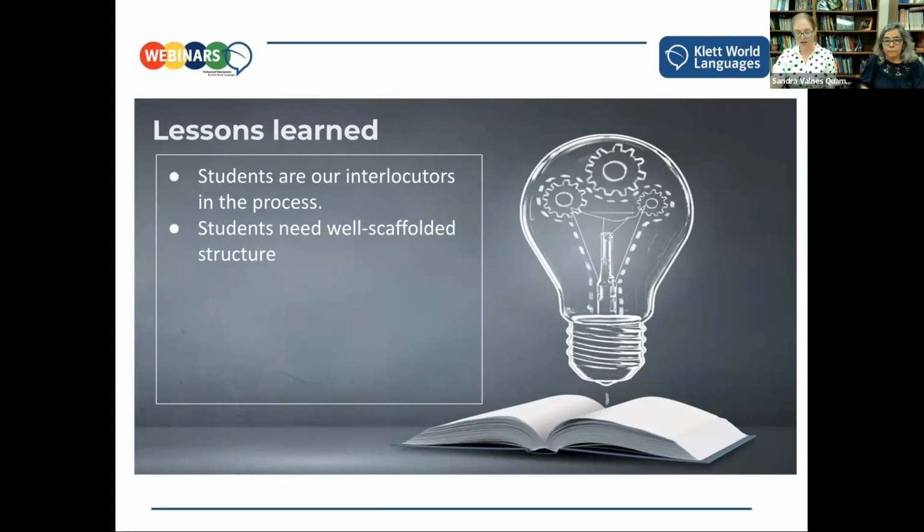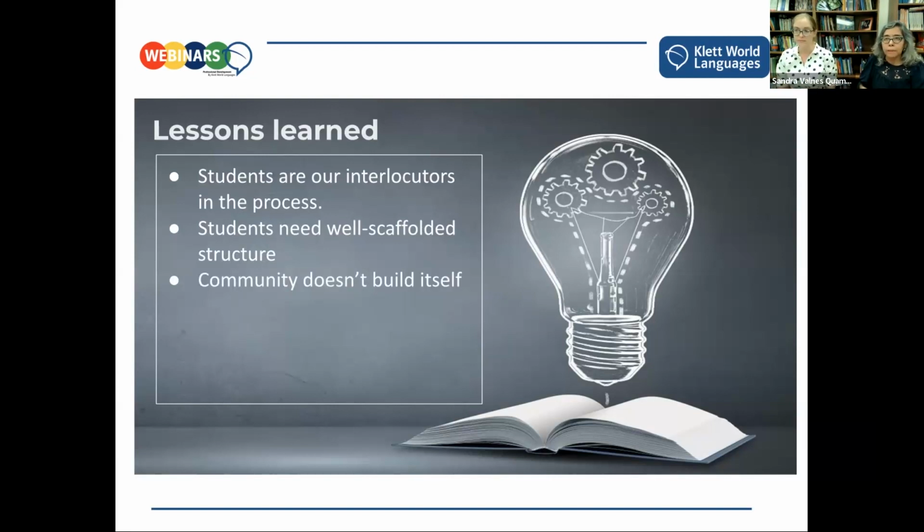So over time, we came to understand that students needed even more structure than what we had originally built into the course, and that structure needed to make explicit how translanguaging was not only a pedagogical approach, but indeed an ideological aspiration of the course. That was very important for us.